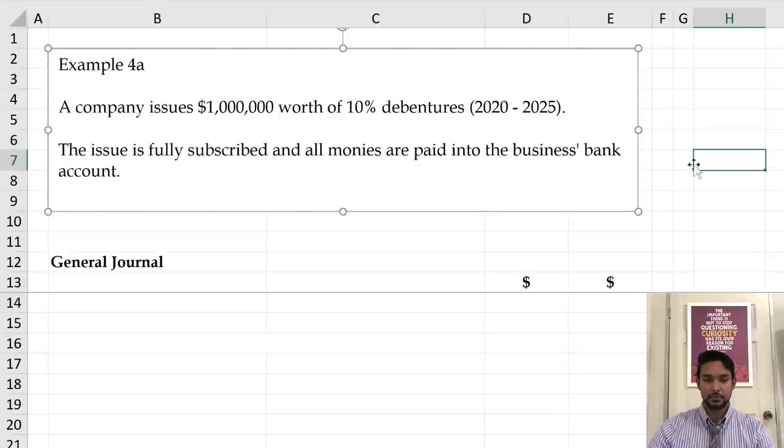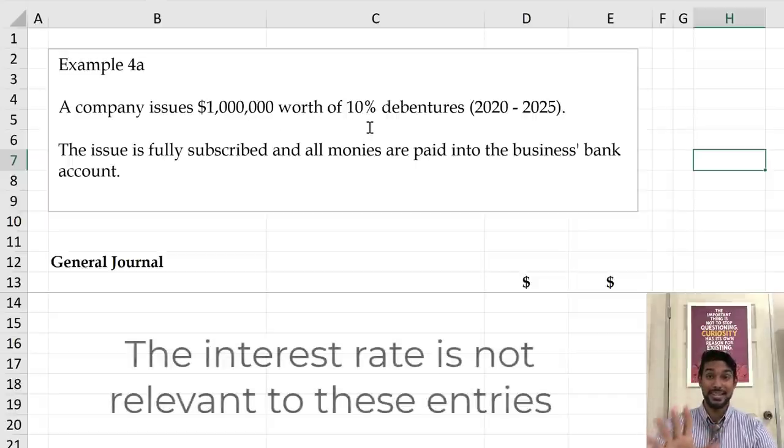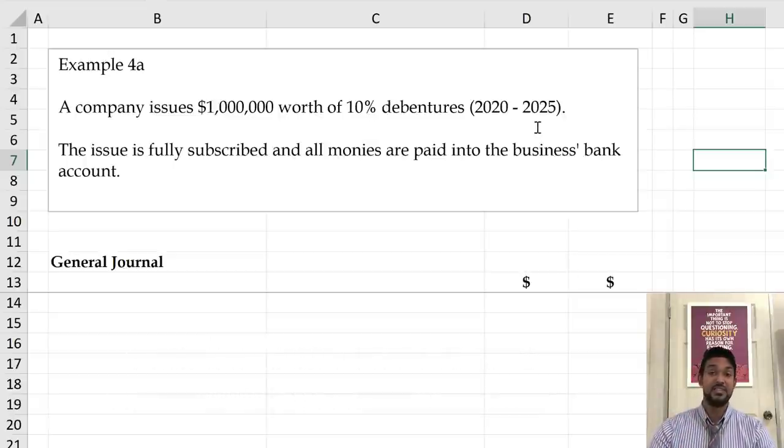All right, 2020 to 2025. So once again, $1 million is the value of the debentures issued. 10% is the interest rate, which plays no part in the issue, no part in the recording of the issue, and 2020 to 2025 is the tenor. All right, when we borrowed it, when we have to pay back.